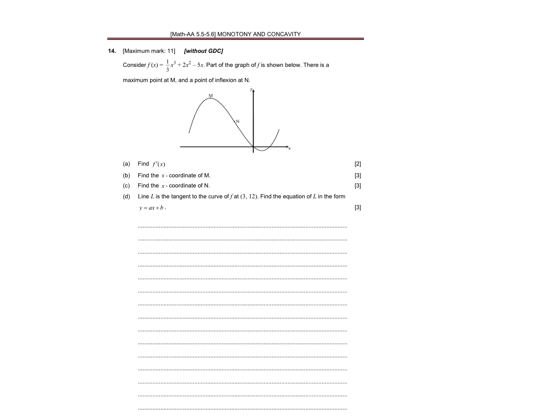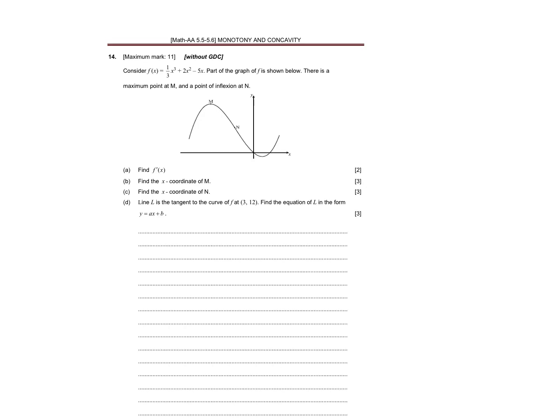Okay, we have this curve. Part of the graph is shown. There's a max at M and a point of inflection at N. Find the derivative. So we have 3 times the third, which is 1x squared plus 4x minus 5. That's A. B, find the x coordinate of M.